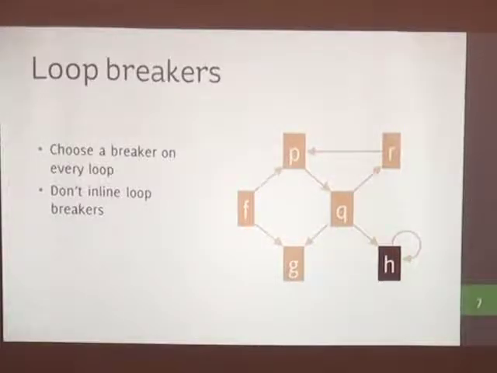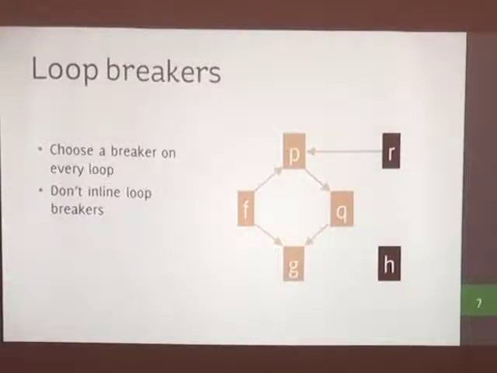And there's this really small loop, P, Q, R, and it doesn't really matter which one we pick there, so I pick R. And then you can imagine from the perspective of the inliner, we just remove, or hide, the incoming edges of the loop breakers, and we end up with this pretty nice directed graph where we can inline safely. Perfect.